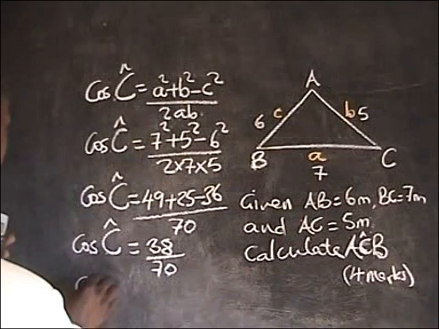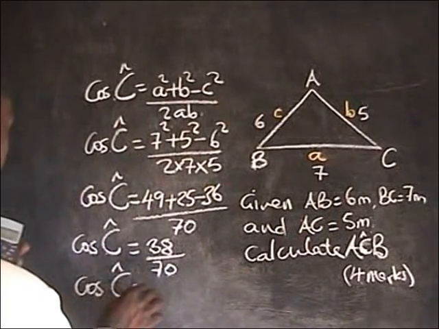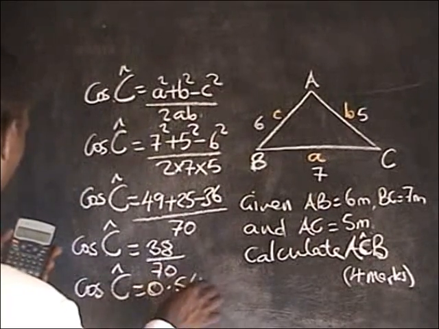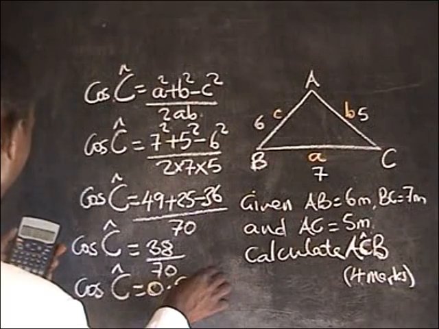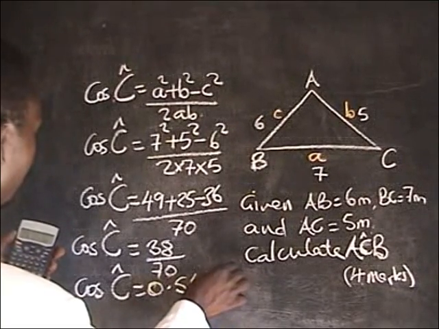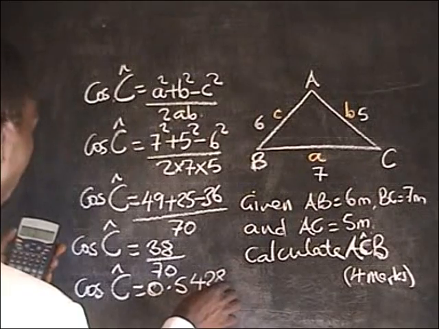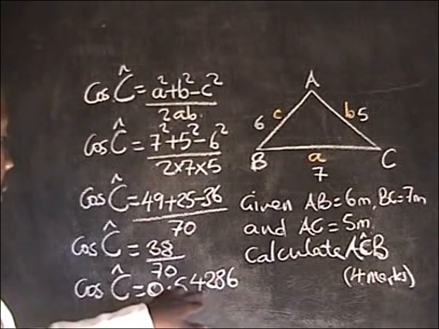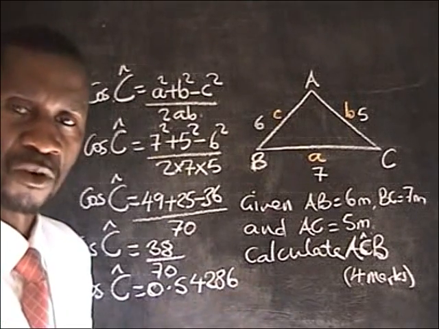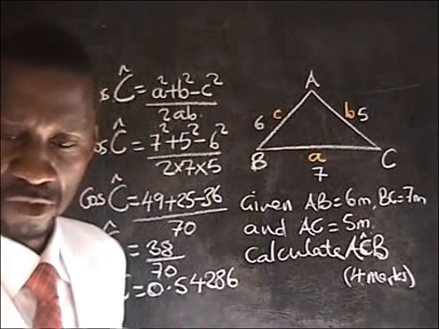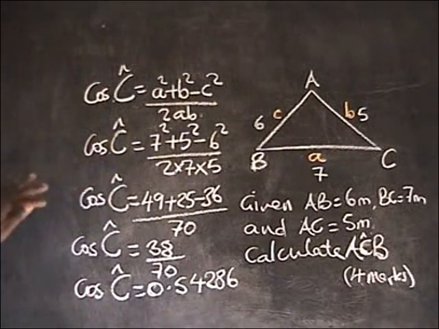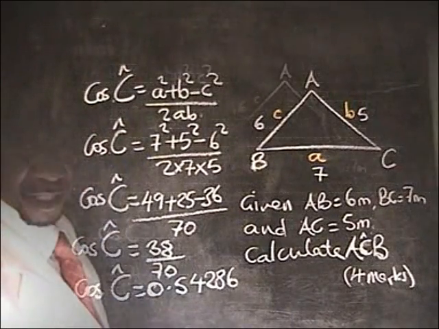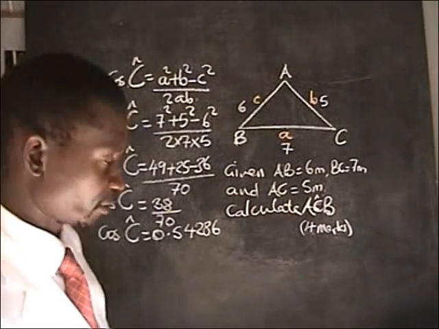So transferring this number, cosine C is equal to 0.542857, which means 0.54286. Now it is this number, 0.54286, which is going to be converted to an angle of cosine, since we are answering this question by using the cosine rule. So what is next is that you have to use a scientific calculator as follows.